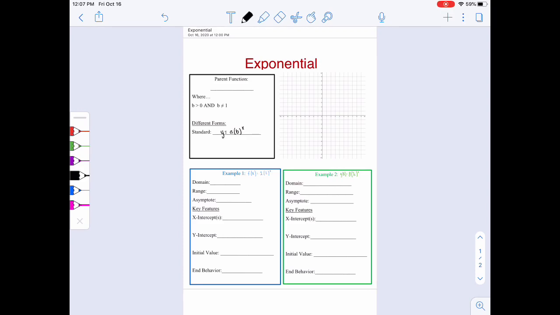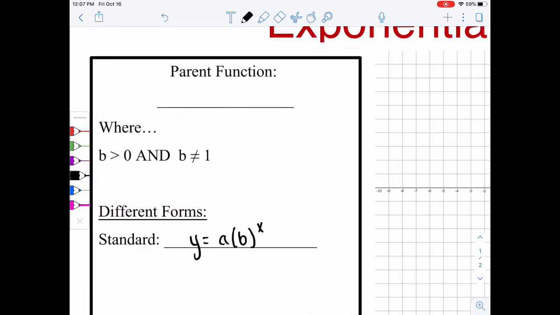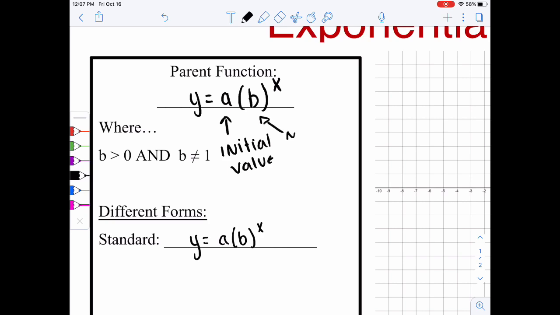Let's introduce a new kind of function called an exponential function. The parent function for an exponential function is typically y equals a times b to the x power. A is your initial value, and b is commonly referred to as your multiplier.